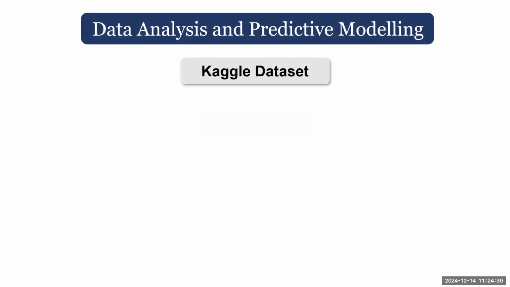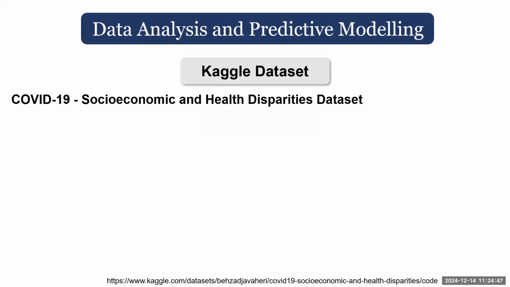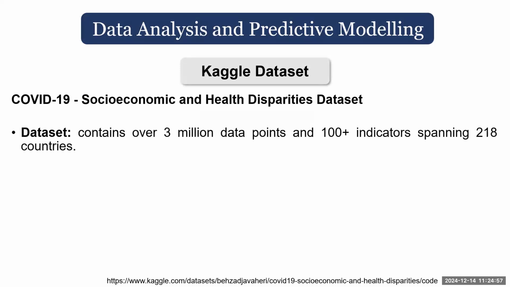All of us know we have a good place to get data sets, and one good repository is called Kaggle. Kaggle is a website where you get data sets which we can use for research purposes. One data set taken here is called the COVID-19 socio-economic and health disparities dataset. This is a huge data set with over 3 million data points and 100-plus indicators, spanning 218 countries. It is freely available, and it is real-world data.